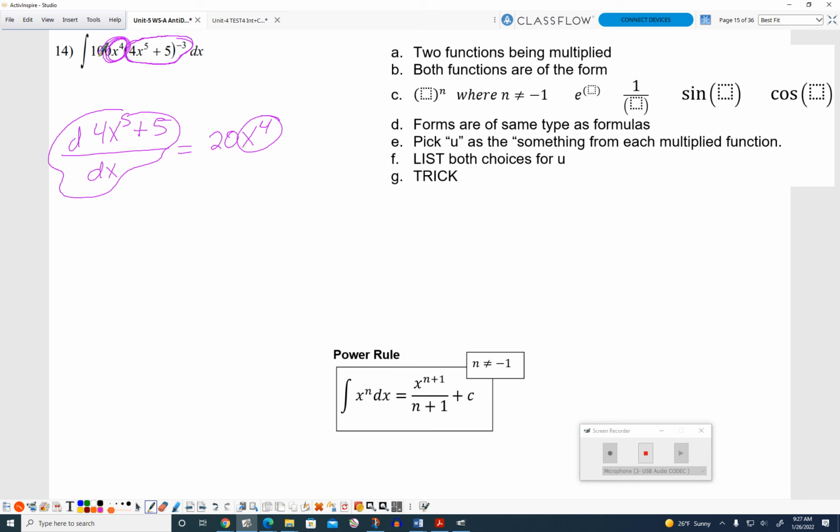It's usually the simpler version. Does it have to be 4x to the 5th plus 5, or could it be x to the 5th plus 5? Technically, I could make it work with x to the 5th plus 5. It makes it a little bit different, but it'll work.